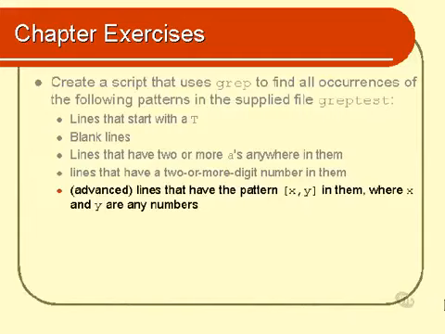Lines that have the pattern open square bracket x comma y in them, but I don't just want to see x comma y, I want to see x and y being actual numbers. So that might be 6 comma 7 or 38 comma 126 or something like that, enclosed in square brackets. So there's a little challenging one for you.